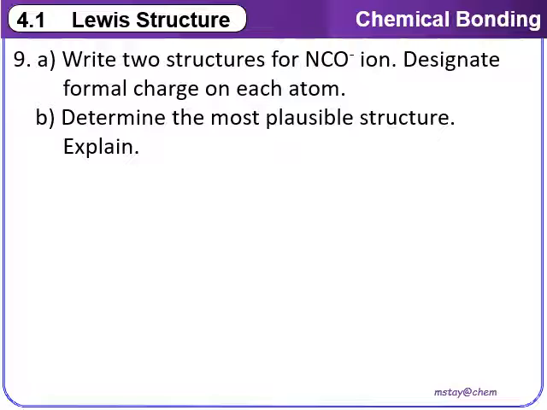A. Write 2 structures for the NCO negative ion and then decide the formal charge. Identify the most plausible and then explain. Basically, this question was already discussed in the previous chapter, but since it appears in the tutorial question, we discuss one more time. In the previous video, the question asked us to list down all the Lewis structures, but in this case, they only ask for 2 Lewis structures. So you can just draw any 2 Lewis structures as long as they fulfill the requirement.